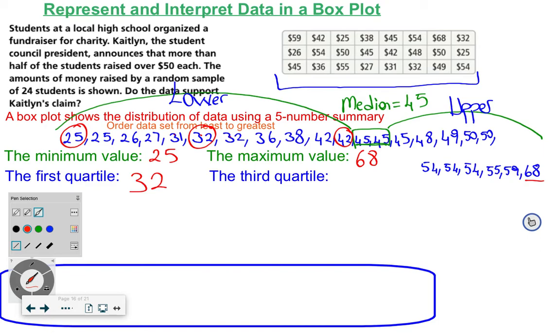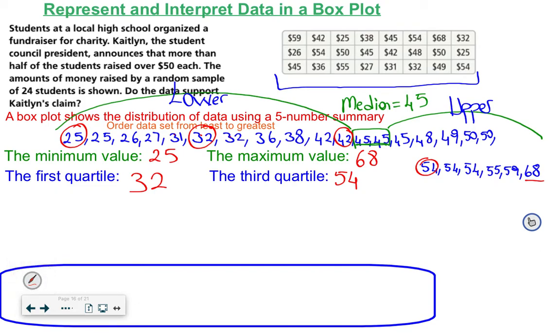What about the third quartile? Third quartile is the median of the upper part. So $54 is going to be your third quartile. So you can also find the interquartile range, which means third quartile minus first quartile. 54 minus 32, you can find 22.